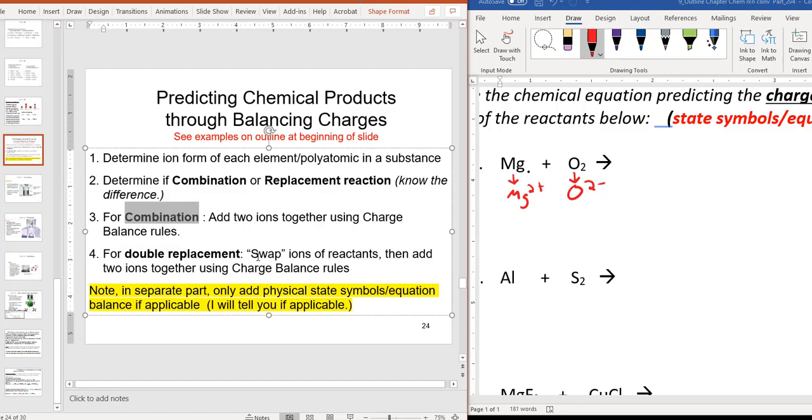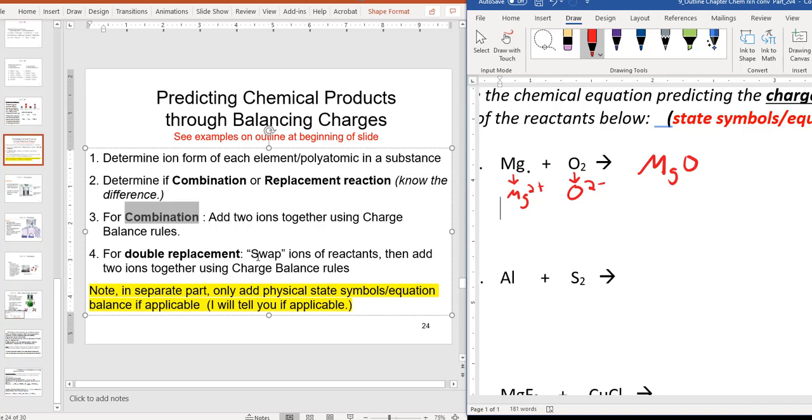So if it's a combination reaction, then we're going to add the ions together using the charge balancing technique we learned before. So in this case, our answer is going to be magnesium oxide, because we just needed one of the magnesium and one of the oxides in order to create the magnesium oxide. Just as in the previous segment where we talked about forming our ionic formula from the starting ions, we're going to do the exact same thing here.